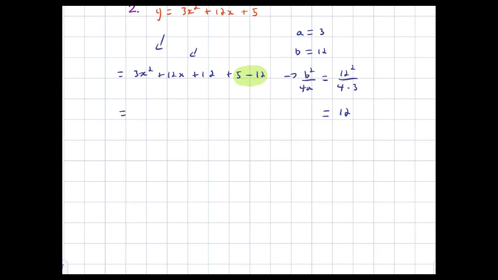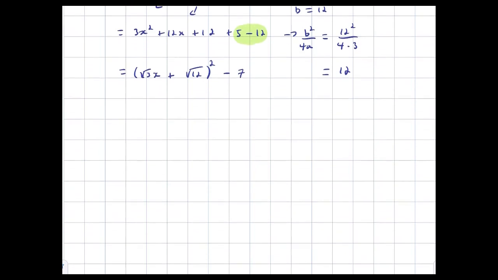We can do it a couple ways. We could factor out a 3, but it's not necessary here. Because I'd like to keep it consistent with the exact way we did it in the video, I'm going to say this is root 3 times x plus the square root of 12, squared. That's the perfect square term that we saw in the video. Great practice if you want, though, you can factor out the 3 and do it that way. And then this is going to be minus, I'm subtracting 12 from 5, so I get -7.